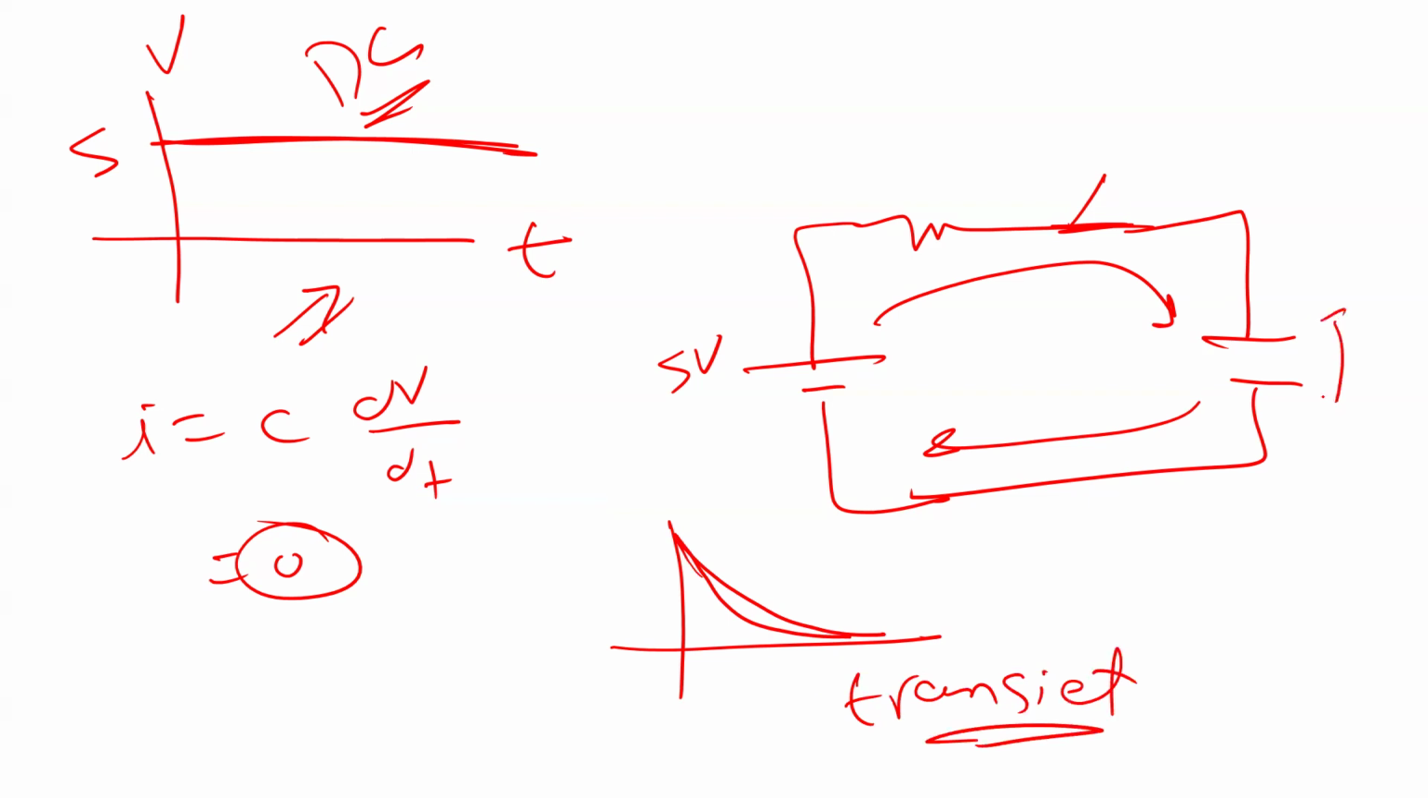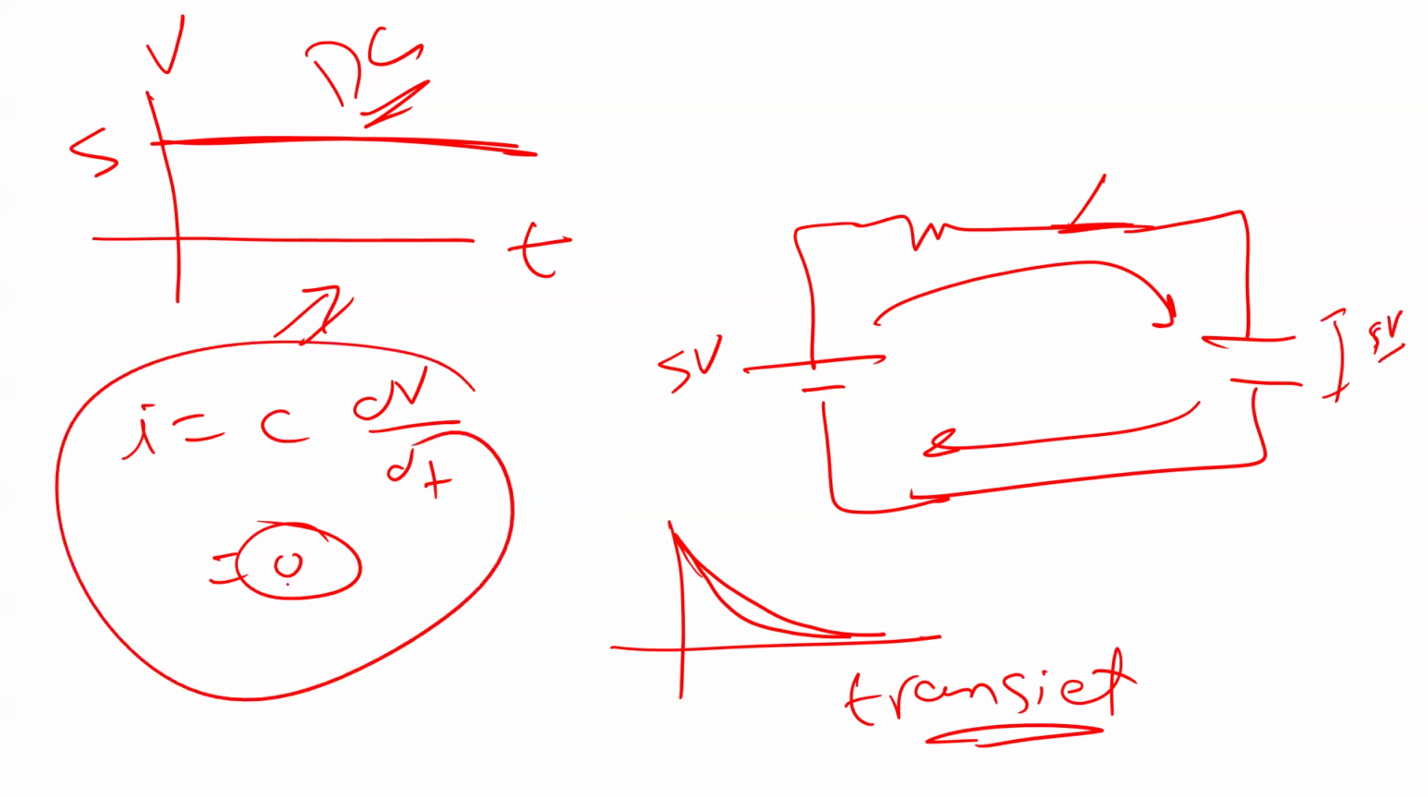Once this capacitor is charged to 5 volts, after that the current is equal to 0. There is no current after that. That's what we call a steady state. I'm going to give you more details in the next chapter.